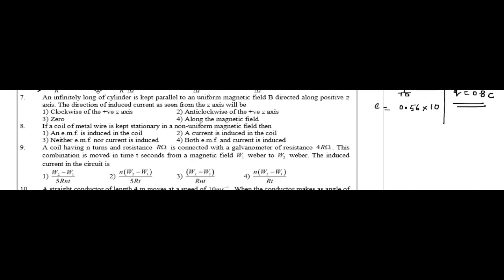An infinitely long cylinder is kept parallel to a uniform magnetic field B directed along the positive z-axis. The direction of the induced current as seen from the z-axis will be. Now it is kept in a uniform magnetic field, so it produces constant flux. There is no change in flux, so induced EMF is 0, so the induced current is 0.